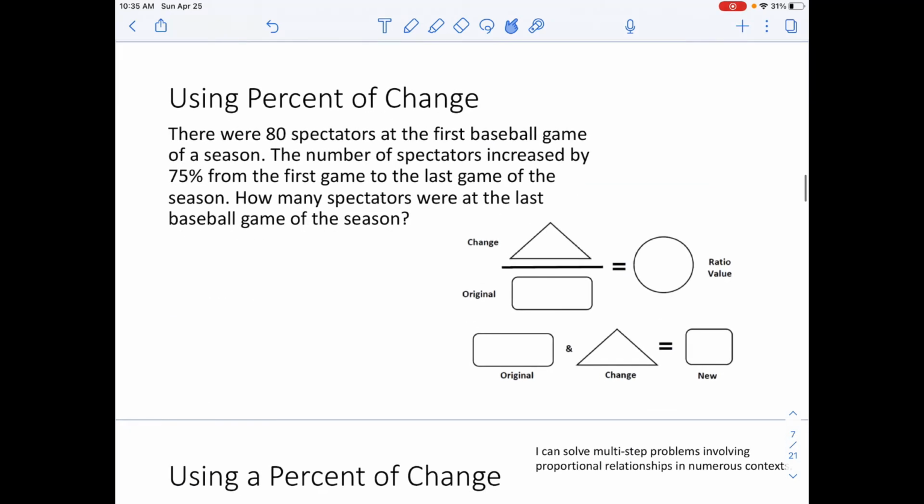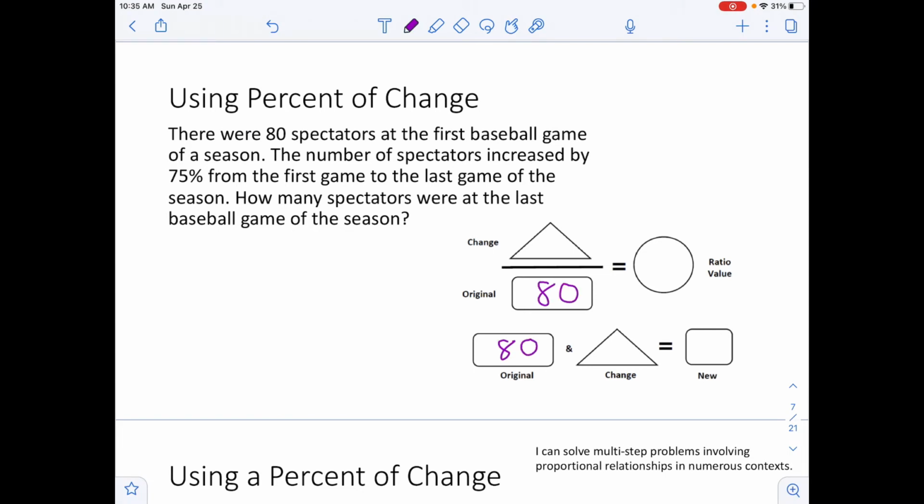The next problem says we're going to use the percent of change. It says there were 80 spectators at the first baseball game of a season. The number of spectators increased by 75% from the first game to the last game of the season. How many spectators were at the last game?